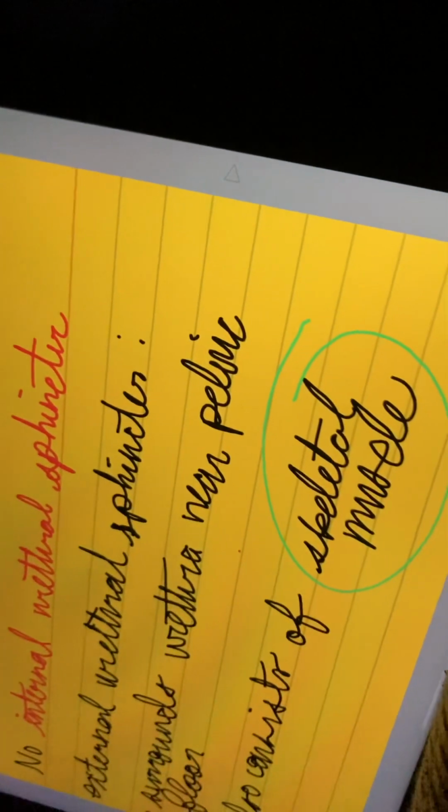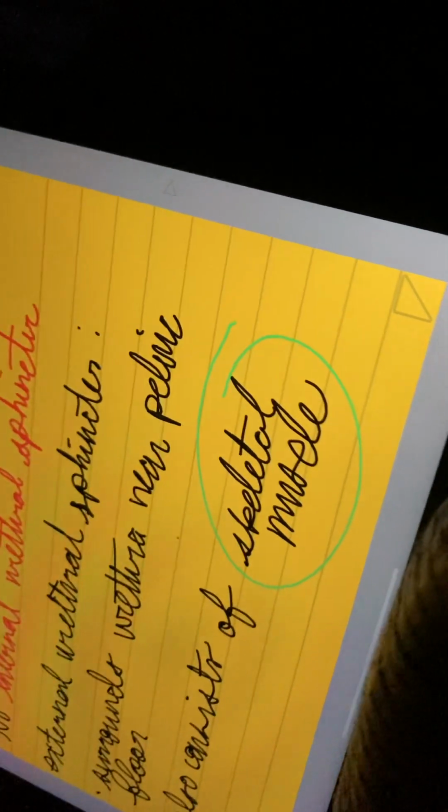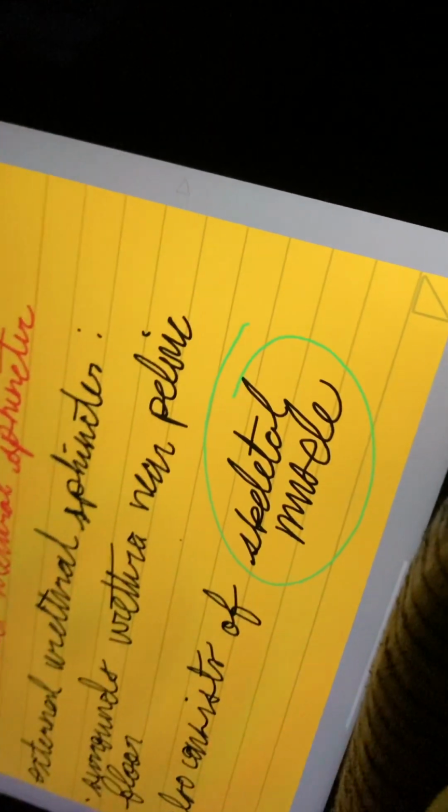For the female urethra, there's no internal urethral sphincter. It is only an external urethral sphincter. It surrounds the urethra near the pelvic floor, and it also consists of skeletal muscle. That is the urethra for females.